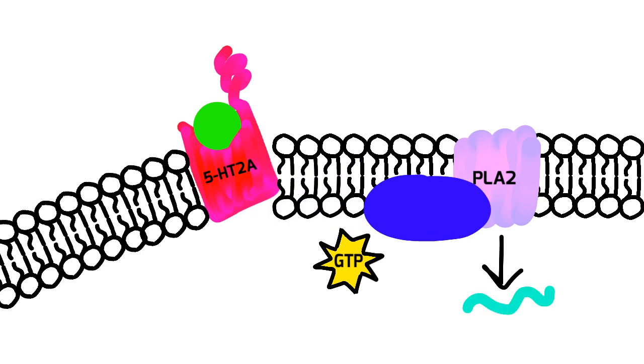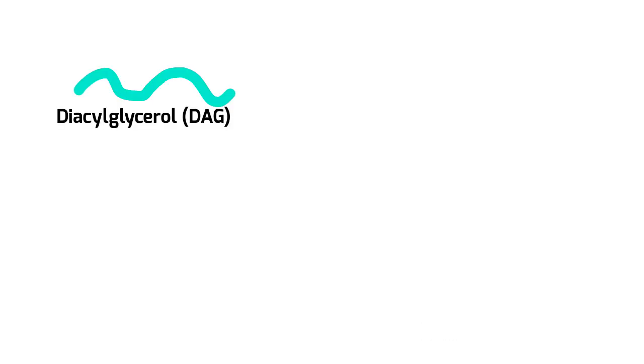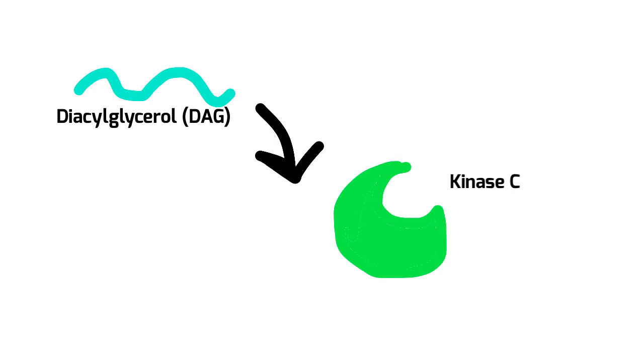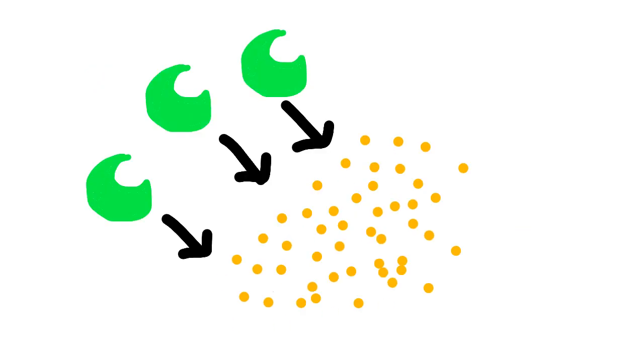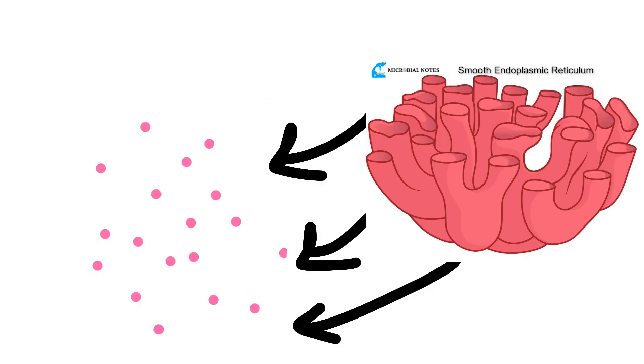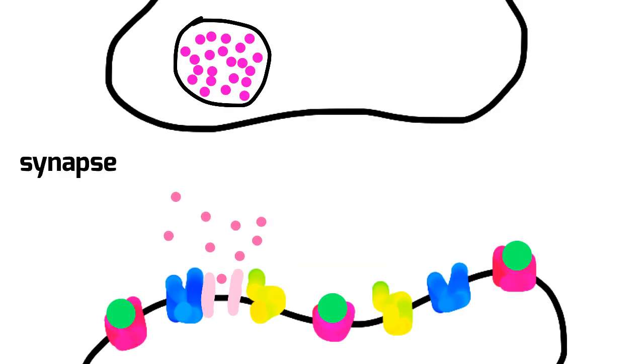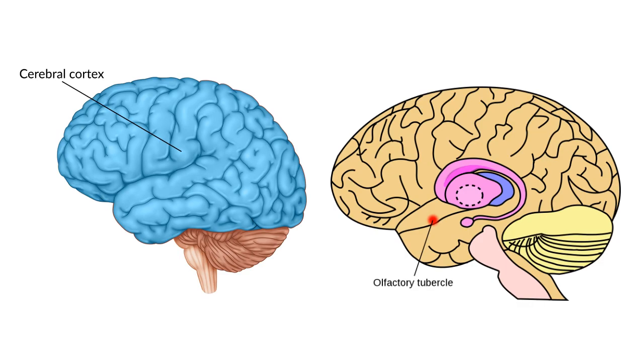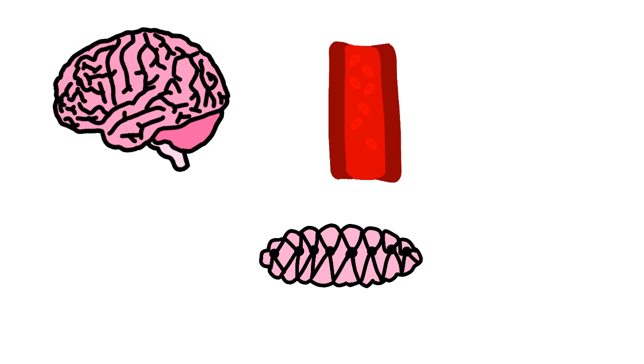Phospholipase A2 then synthesizes diacylglycerol, which then activates the enzyme protein kinase C. From the protein kinases, IP3 accumulates in the cytosol, causing calcium to be released from the endoplasmic reticulum. The calcium being released in the synapse changes the charge of the cell, which allows the neuron to fire at different rates. Most of the 5-HT2A receptors are found in the cerebral cortex and olfactory tubercle, which is why they produce a physiological response. Some reactions include, but are not limited to, neurological excitation, vasoconstriction, and smooth muscle contractions.